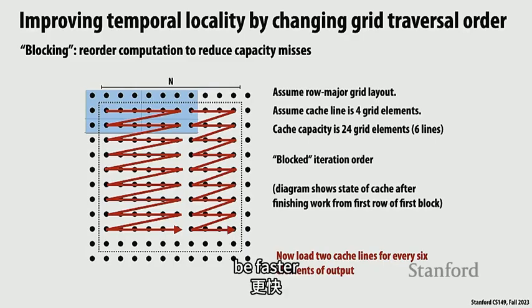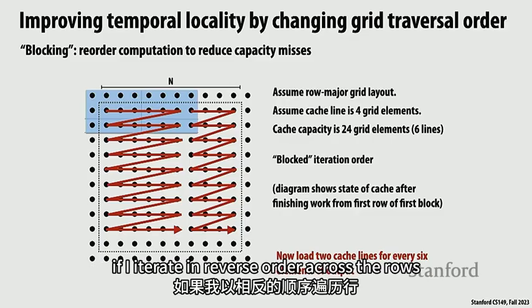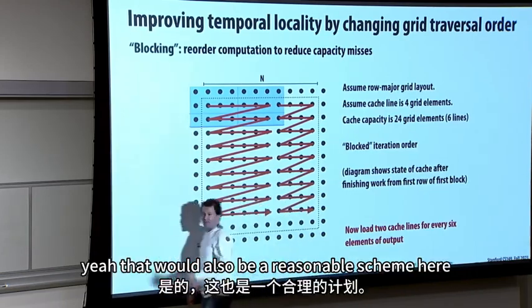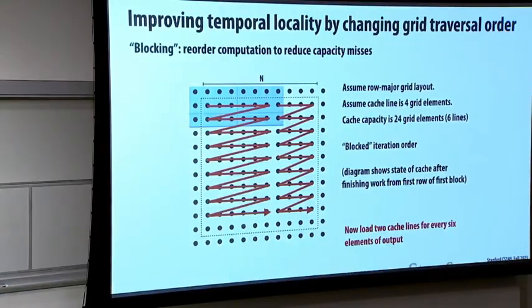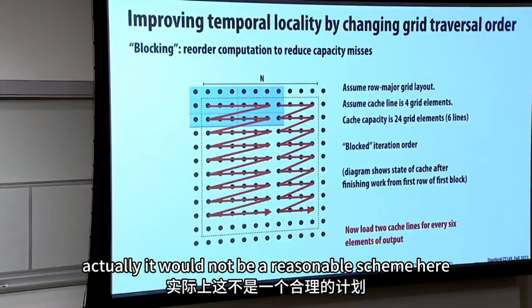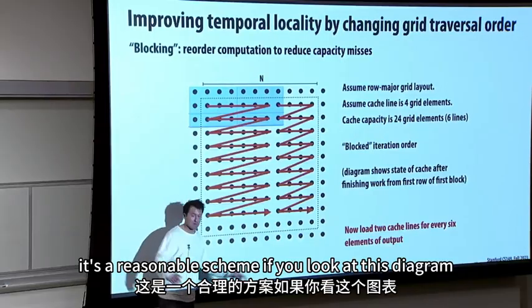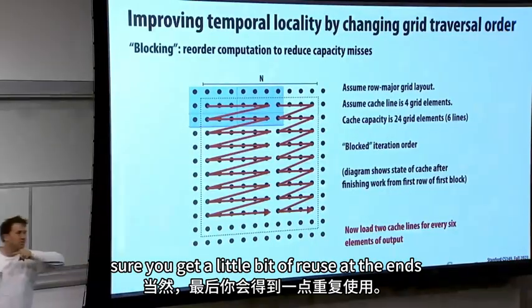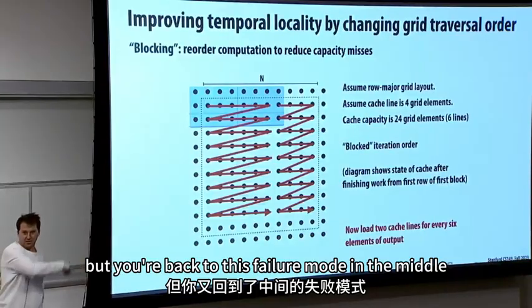Would it be faster if you iterated in reverse order across the rows? If I iterate in reverse order across the rows, you mean all the way across and then all the way back? That would also be a reasonable scheme here. Kind of. Actually, it would not be a reasonable scheme here. It's reasonable if you look at this diagram, but imagine n being really wide. If n is really wide, sure, you get a little bit of reuse at the ends, but you're back to this failure mode in the middle.